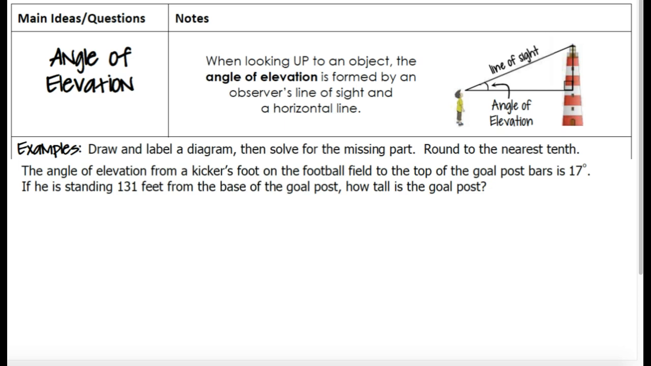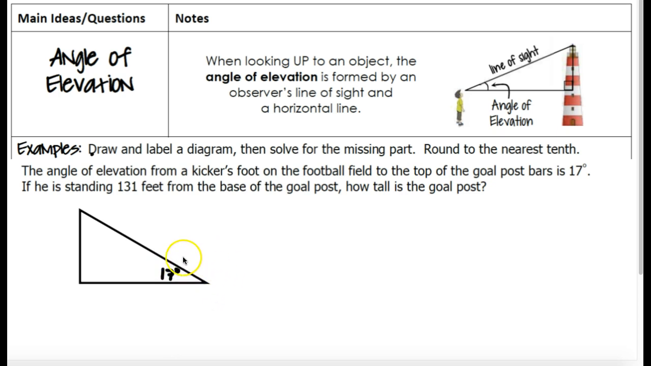So in this first example, it says the angle of elevation from a kicker's foot on the football field to the top of the goalpost is 17 degrees. So let's take a look here at a possible picture. Okay, so we're saying that if this is the kicker's foot here and the top of the goalpost is here, this right here would be the angle of elevation, the angle that's looking up.